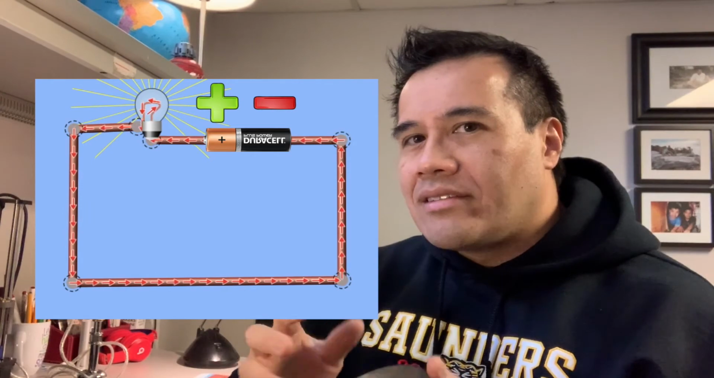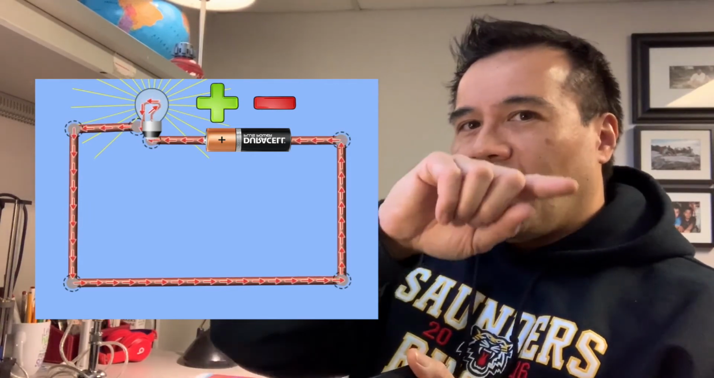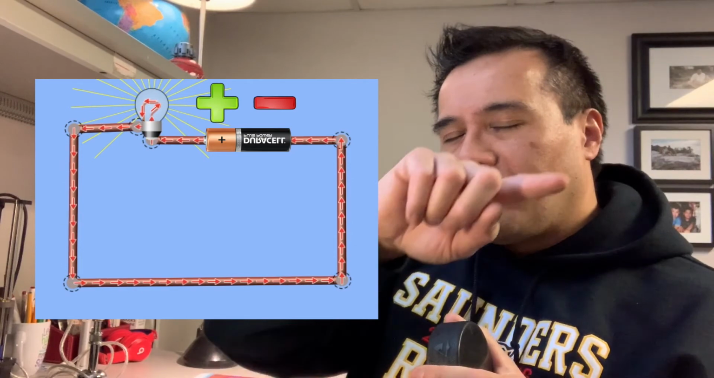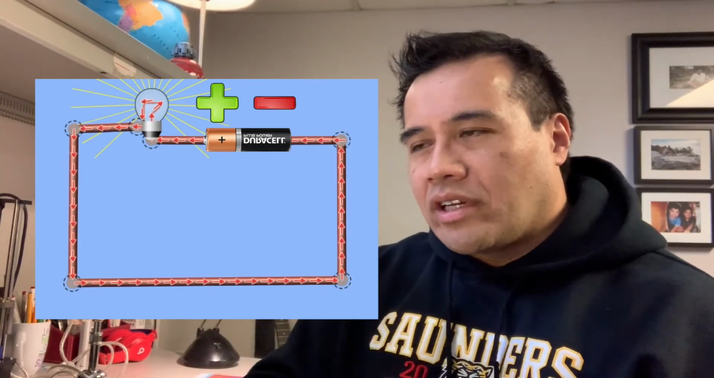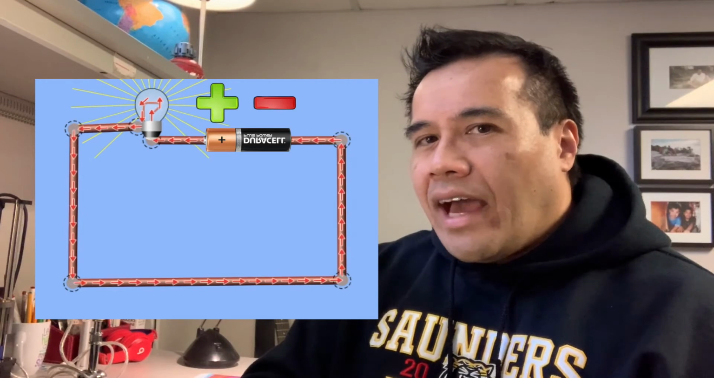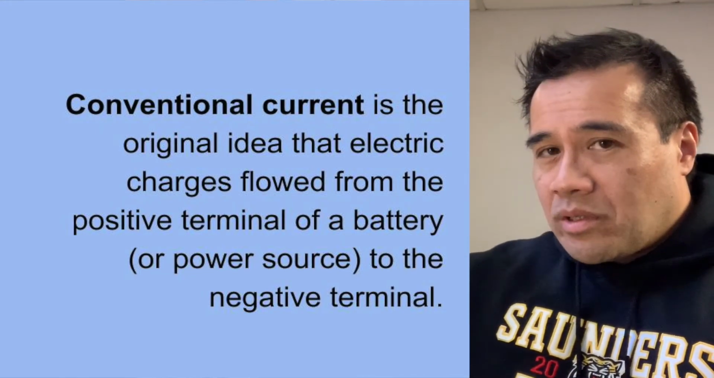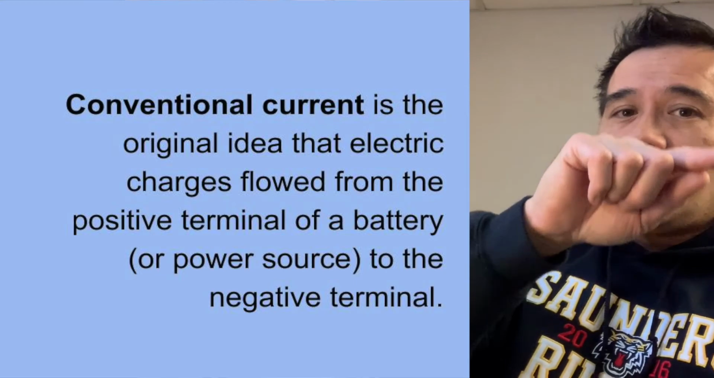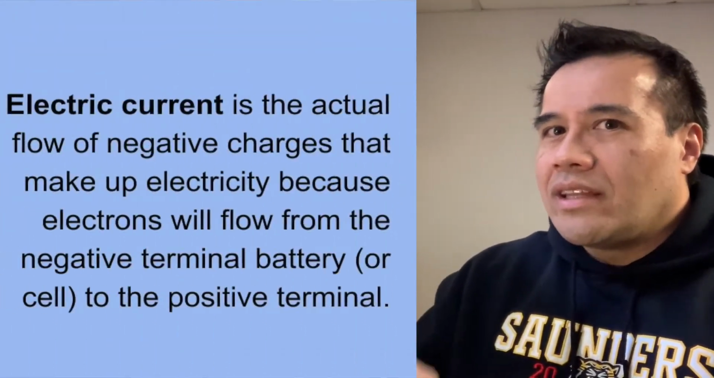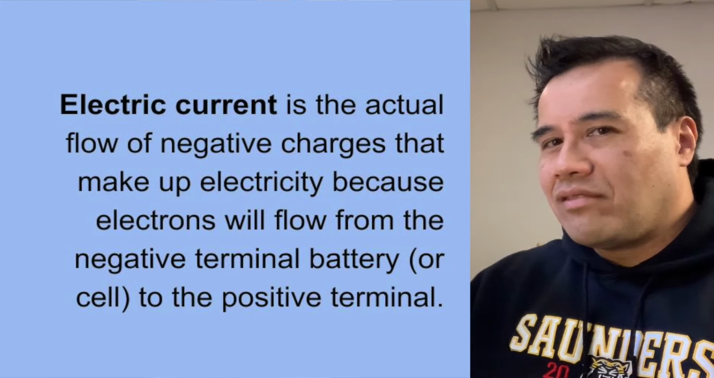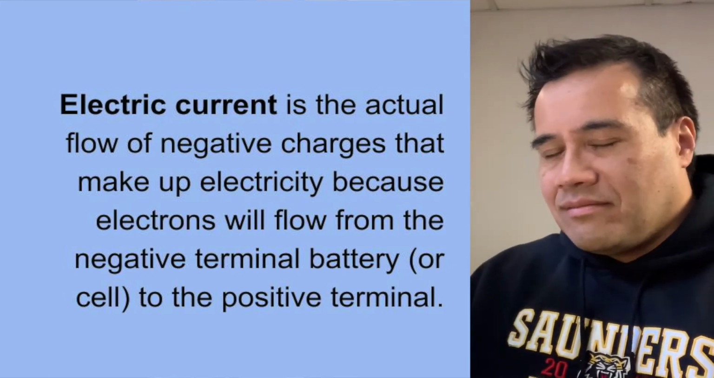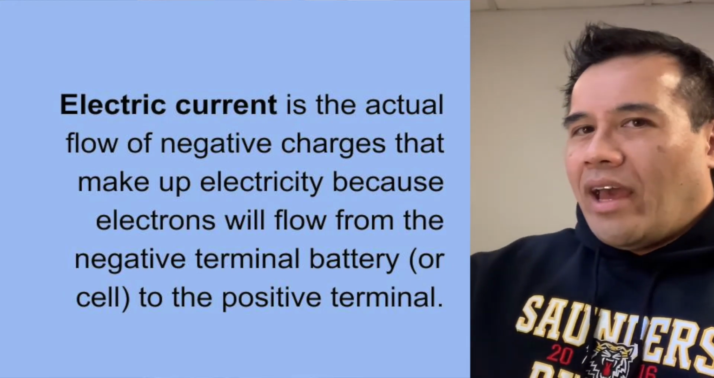The first way is the old way, which is the flow of these charges, which we thought of as being positive, from the positive terminal to the negative terminal of a circuit or of a power source. And that is called conventional current. So if you hear the word conventional current, it's this thought that the charges move from the positive terminal of a power source all around the circuit to the negative terminal. But in reality, we know that the actual charges made up of electrons are moving in the opposite direction.